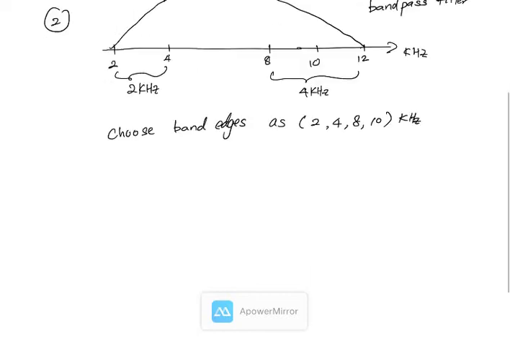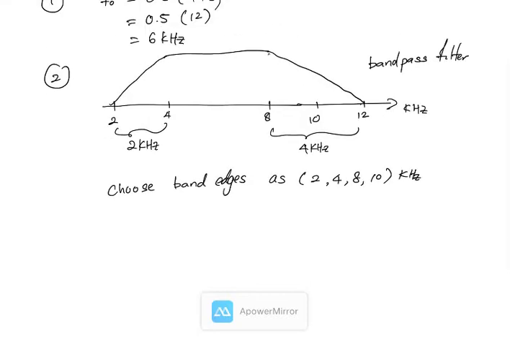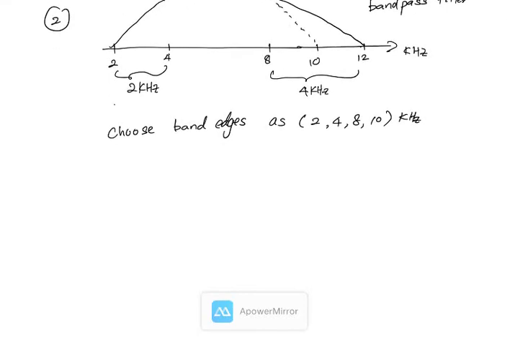Okay, this means that we will have this one. Okay, we move to here. So we name them F1, F2, F3, and F4.